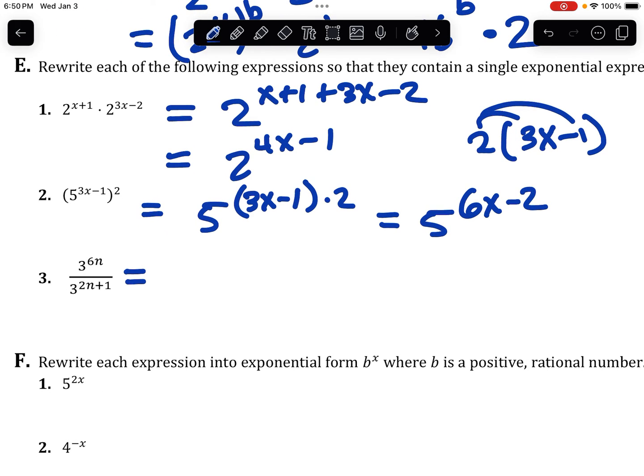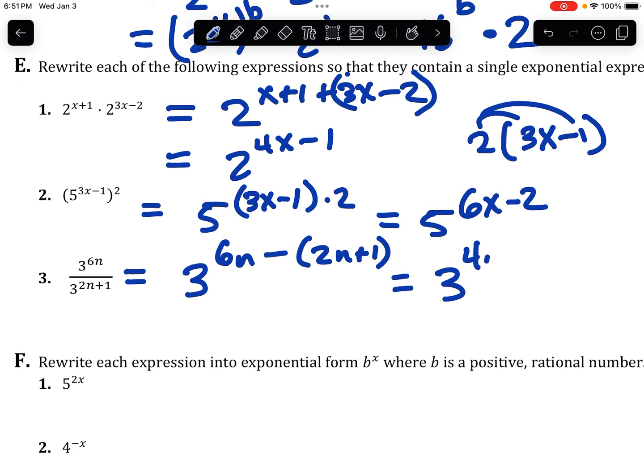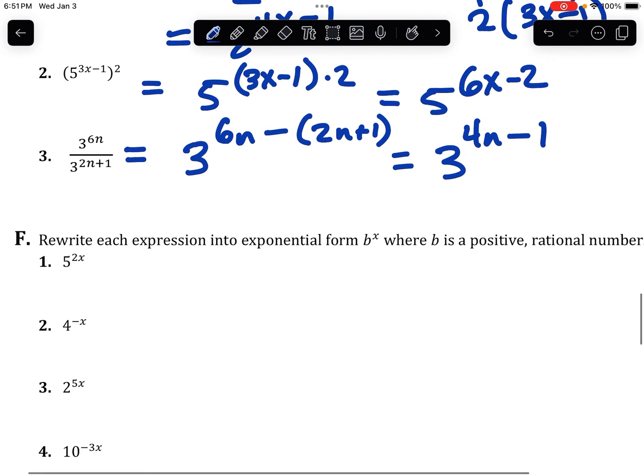And then this one is our division rule, where we're going to keep the base and we're going to subtract the exponents. Biggest mistake here is forgetting to use parentheses on the bottom one. You got to subtract that entire thing. We don't need parentheses when we're adding because it's the same thing with or without parentheses. But for subtracting, it is different if you don't use those parentheses. So you got to either think about them or show the steps, or write it down. This would be 3 to the 4n minus 1 because you got to subtract that 2n minus 1 from the 6n.